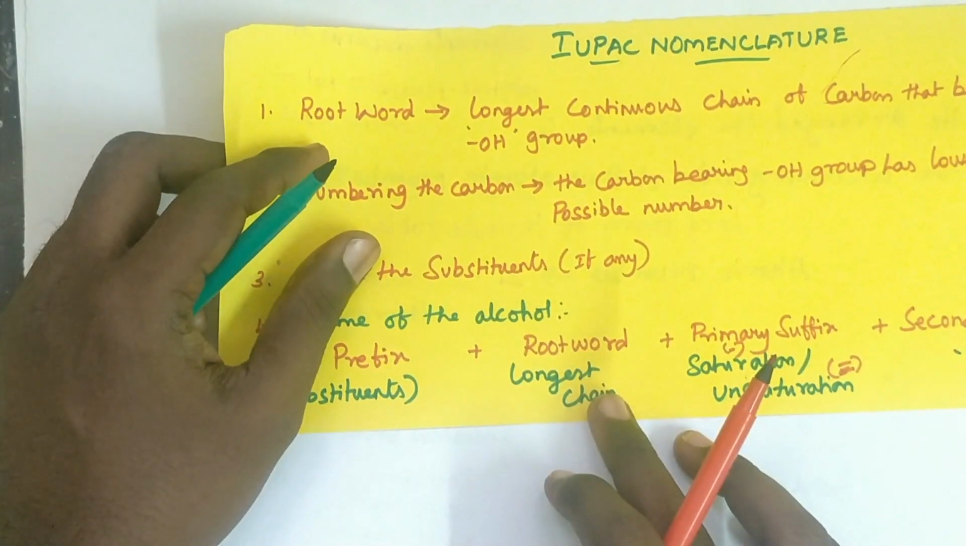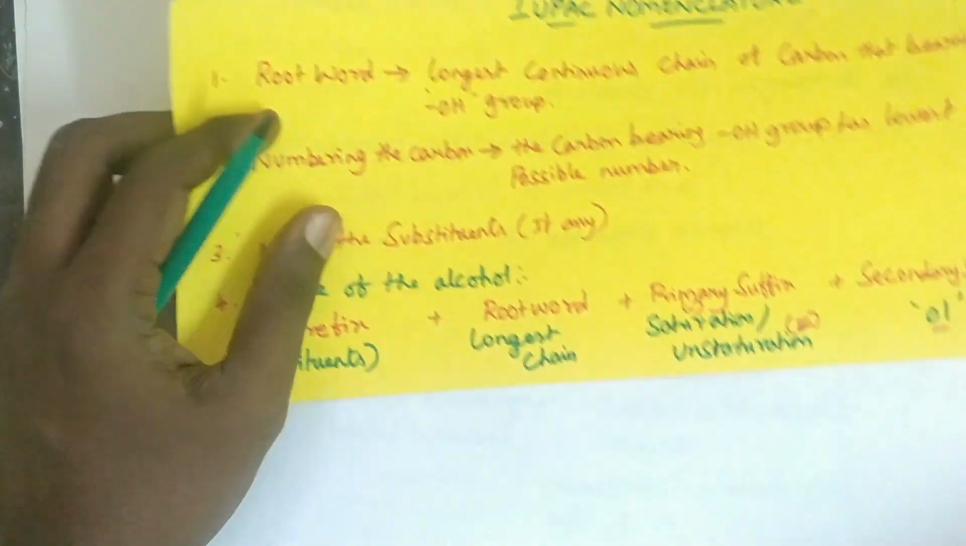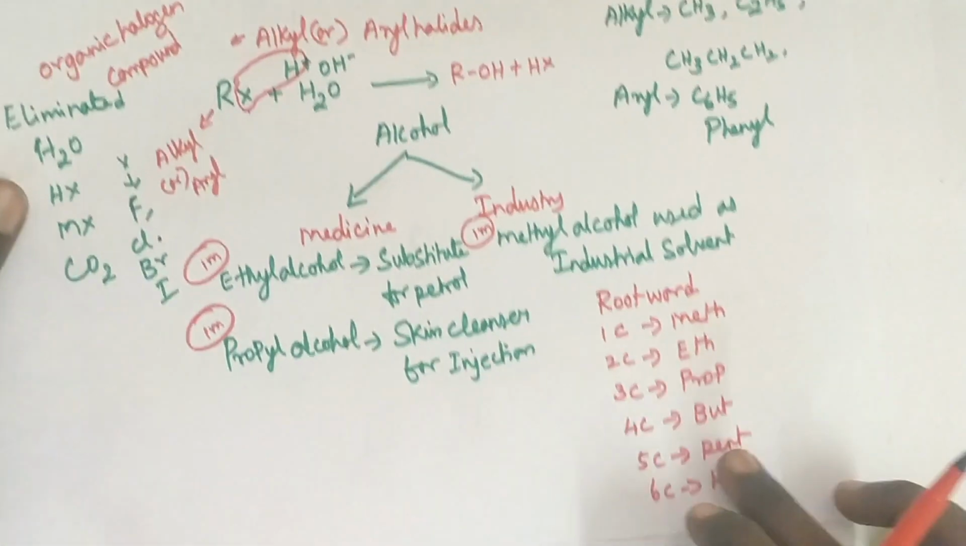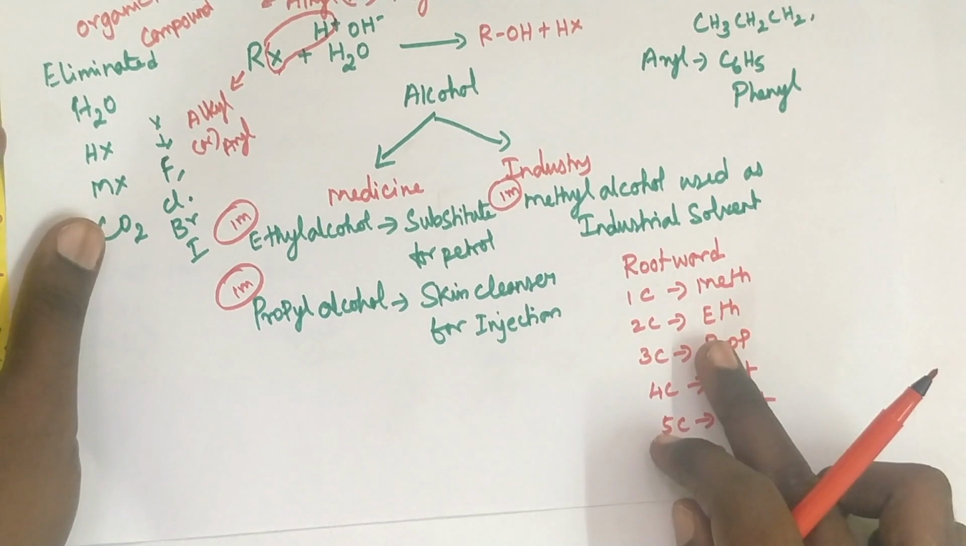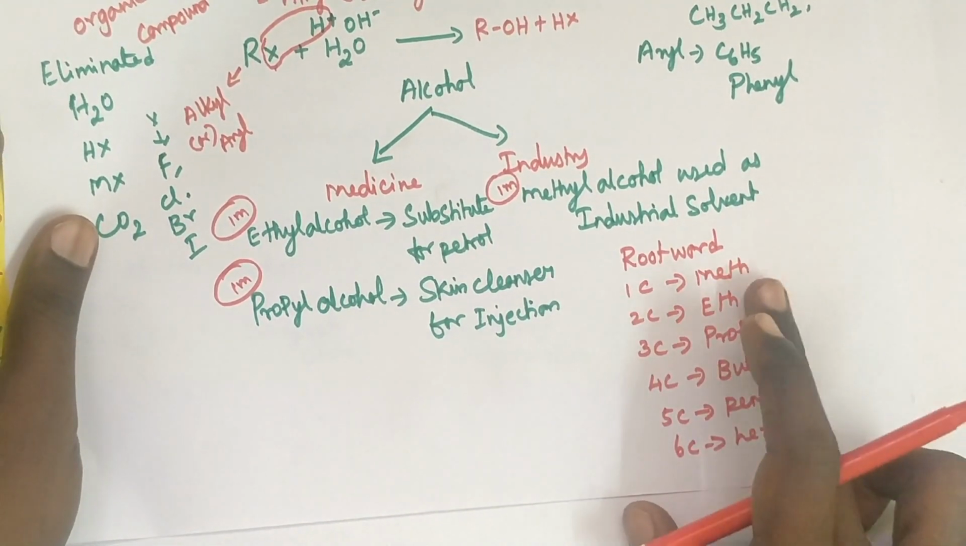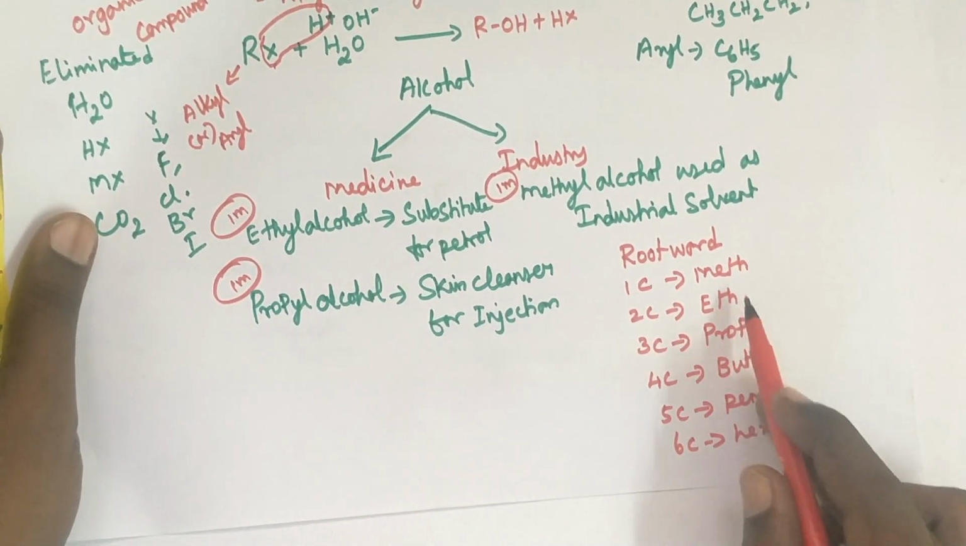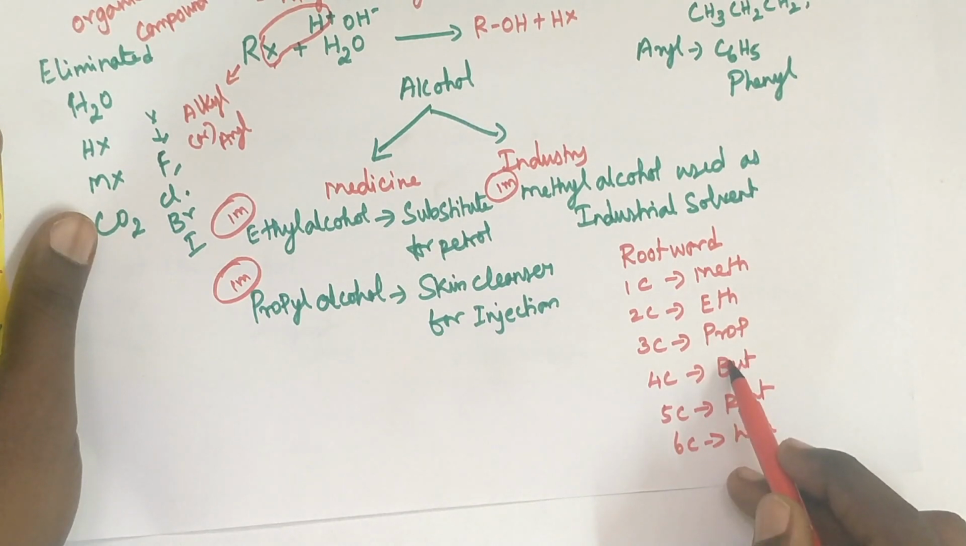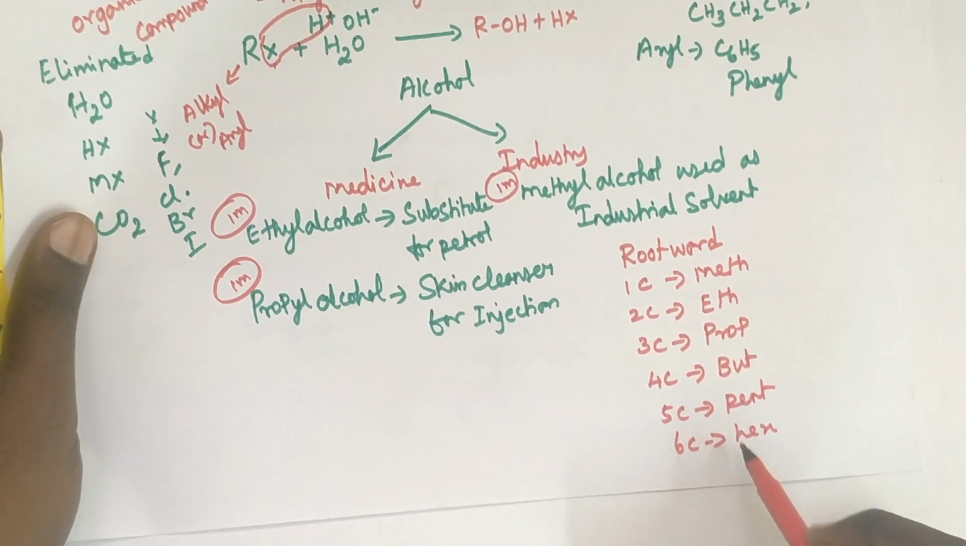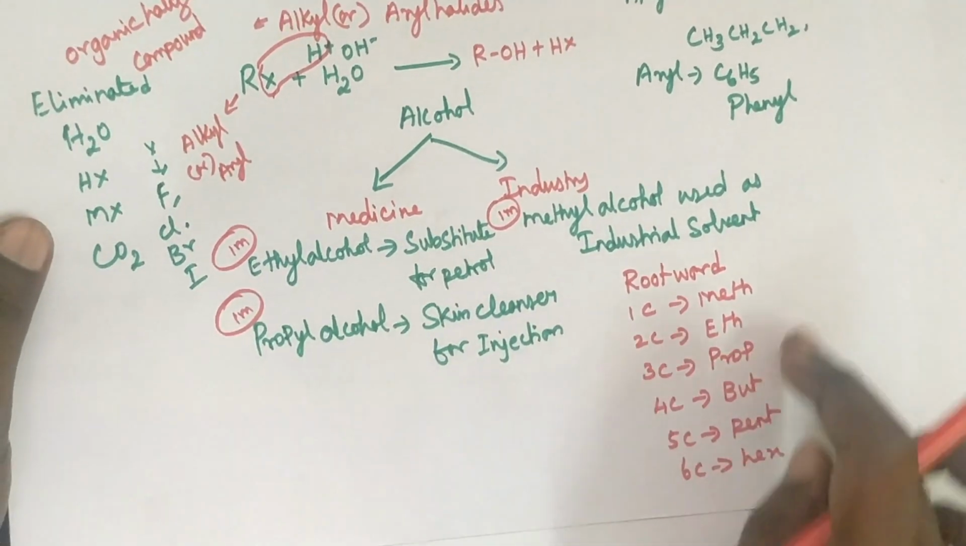Next we have to see the root word. Root word is already said. One carbon means meth. This one you have to learn by heart. 2 carbon means eth. 3 carbon means prop. 4 means but. 5 means pent. 6 means hex. You have to learn this root word by heart.